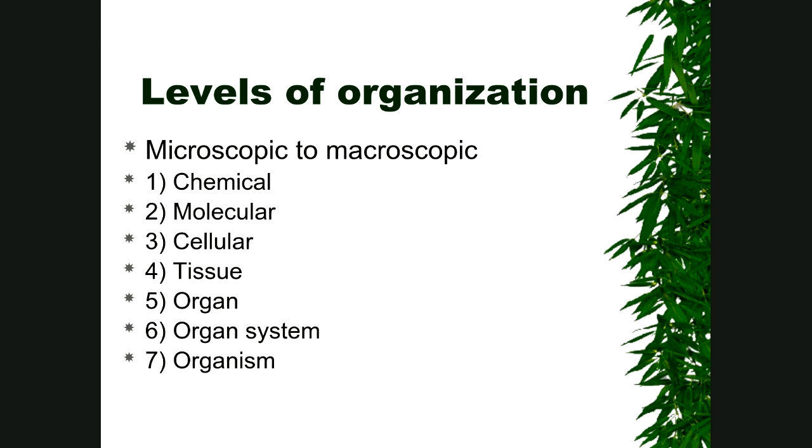The last type is columnar, and columnar cells are shaped like columns. They're taller than they are wide, is the key. Columnar is good for protection, but these cells can also be important for other things. Simple columnar, for example, in our digestive tract, is involved with absorbing nutrients, right? So it can be important for a little bit of both. So there we've got our two different layers, simple and stratified, and our three different shapes, squamous, cuboidal, or columnar. That's usually how we decide all of our different epithelia, our different linings and coverings.